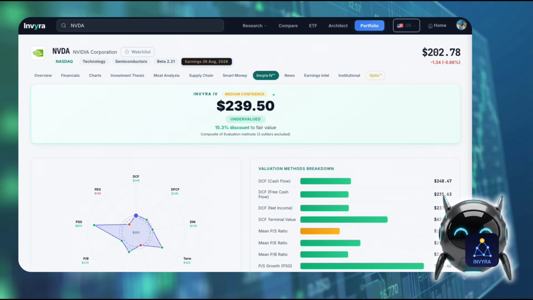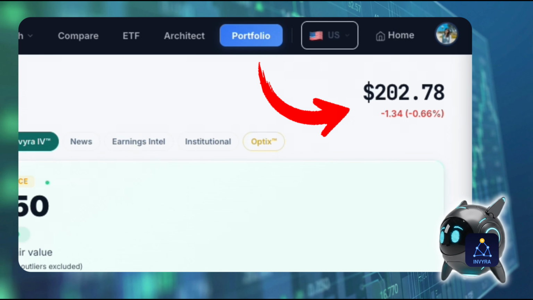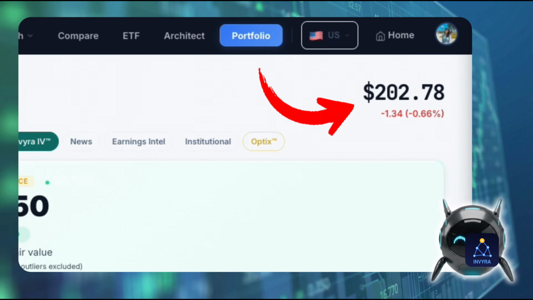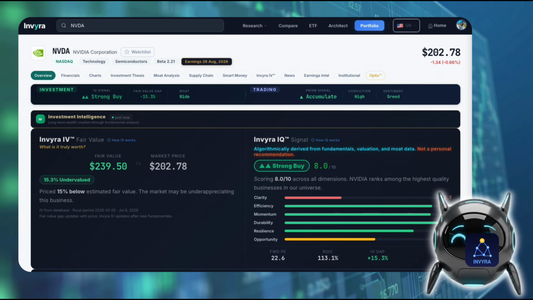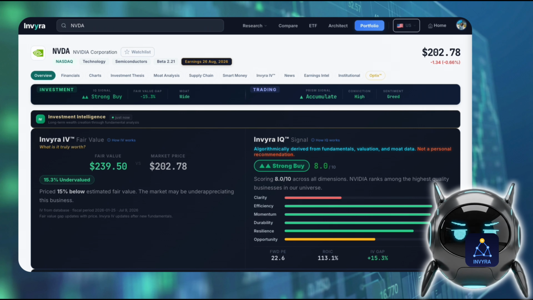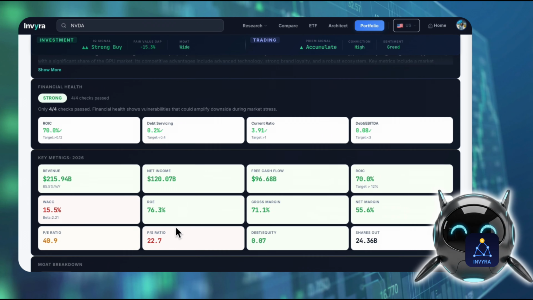The output. Invyra puts NVIDIA's fair value at $239.50 per share. The stock is trading at $202.78. That's a 15.3% discount to fair value, meaning by this model, NVIDIA is undervalued, not overvalued. Now, let's slow down here, because this is exactly the point of this video.